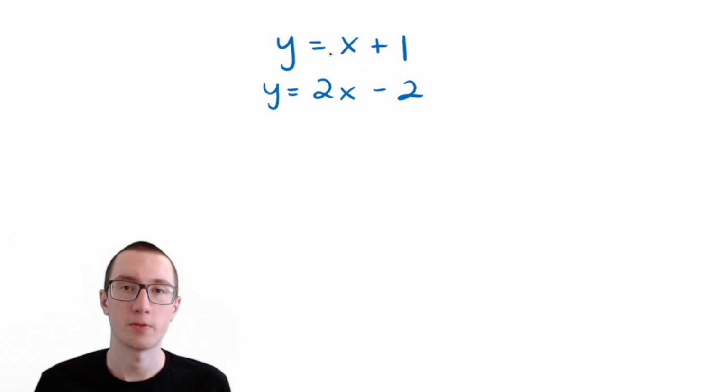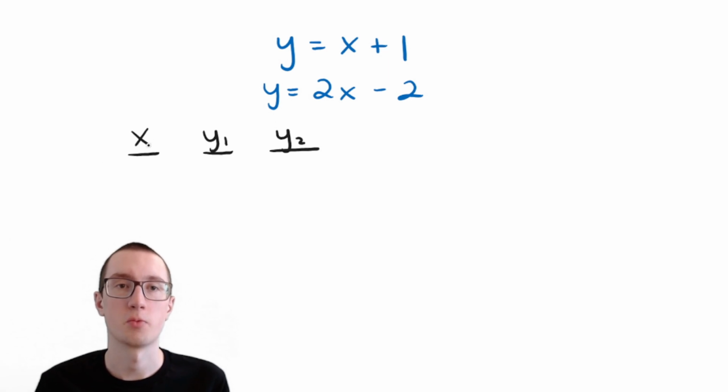So we need to pick a number for x, and then we're going to plug it into both of these equations and see what we get for y. And if we get the same number for y on both equations, then that means we found our answer. So here's the table we're going to be using. We're going to put in the number for x, get something for the first equation and the second equation. So let's go ahead and start by using 0 for x. We'll start with some simple numbers.